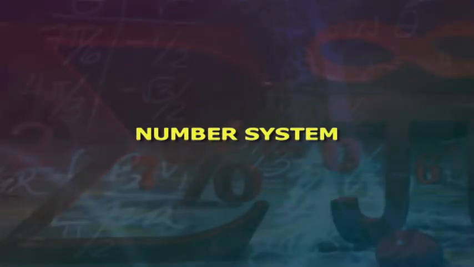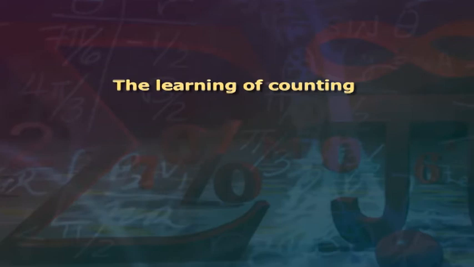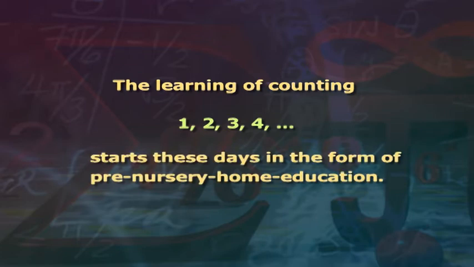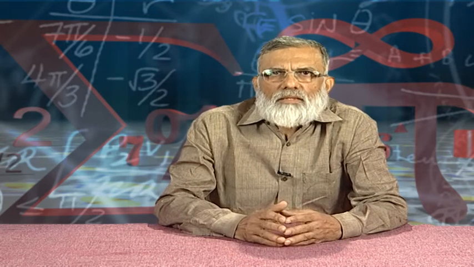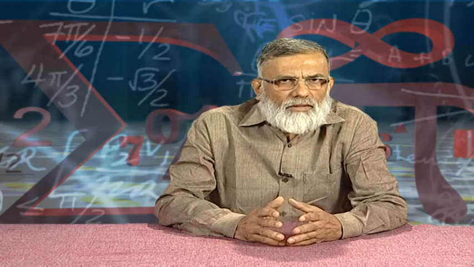We will now move on to number system. We all are aware of whole numbers, which are also known as natural numbers or positive integers. The learning of counting 1, 2, 3, 4 and so on starts these days in the form of pre-nursery home education. These numbers are taken as self-evident, indefinable and having the property that they can be written down in succession one after the other without end.